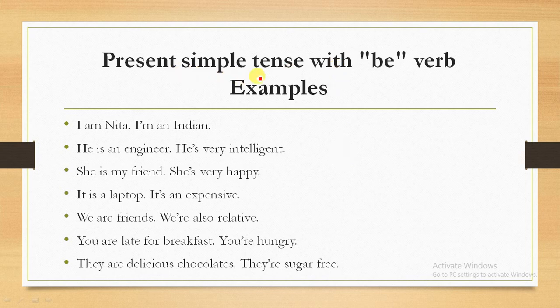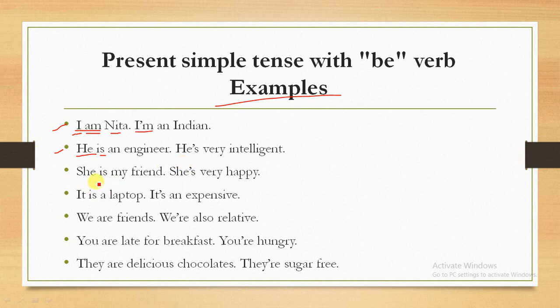Simple present tense with the be verb, here are some examples. For example, I am Nita, I am an Indian. I is the subject or person, am is the be verb, Nita is the noun. This is the contraction of these two words. I am an Indian. He is an engineer. He is the person or subject, is is the be verb. This type of thing we express with the help of the be verb.